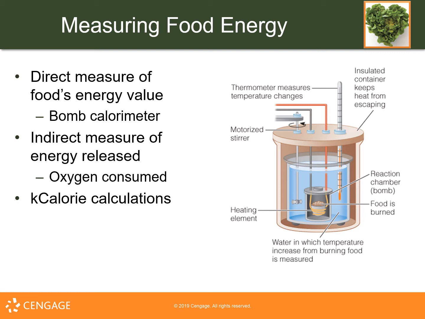Calorie calculations. This is calories per gram. If you recall, there were 4 calories per gram provided by carbohydrates and by protein, and fat provides 9 calories per gram. Calories are units of heat energy.